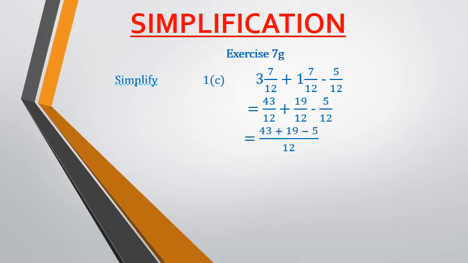Now children, as the denominator is same in all these three fractions, we will write the common denominator in the denominator part, and then what we will do? We will do the simplification of the numerators. That is, we will add the two plus sign numbers, and from the sum we will subtract the minus sign number. That is 43 plus 19 minus 5.